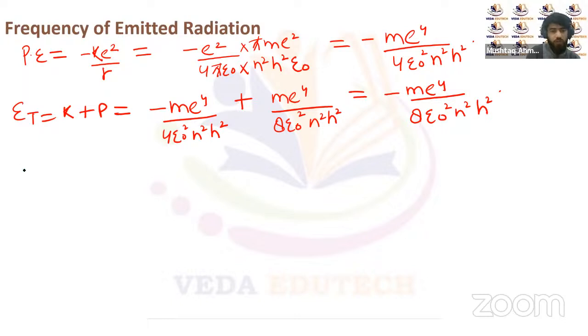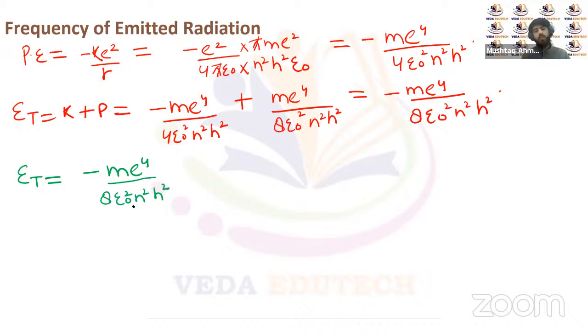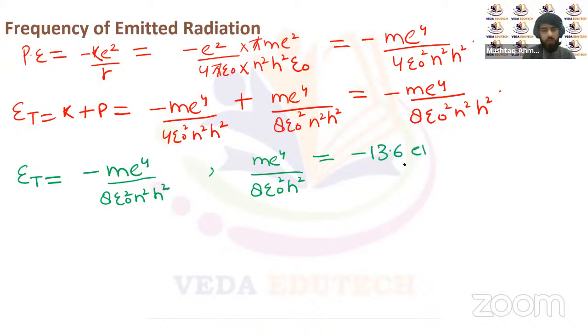In its nth orbit, the total energy of the electron is equal to minus m e to the power 4 upon 8 epsilon naught square n square h square. Now you can see here the mass of the electron is constant, the charge of the electron is constant, permittivity is a constant, and Planck's constant is a constant also. So if we calculate the value of these constants, me^4 upon 8 epsilon naught square h square, the value of this constant comes out to be equal to minus 13.6, in the units of electron volt.